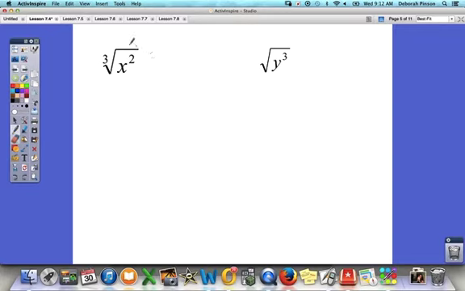Okay, now if I give it to you in radical form, you can change it to the other form. So x to the 2/3. Remember, if it's a square root, it's like an understood 2. So y to the 3/2. Now I think you could simplify that, but I just wanted you to see how to change forms.